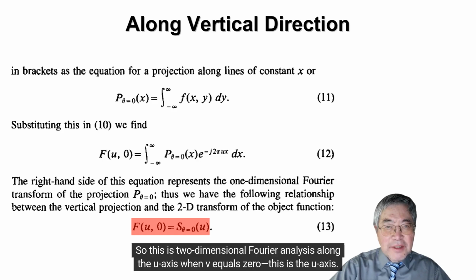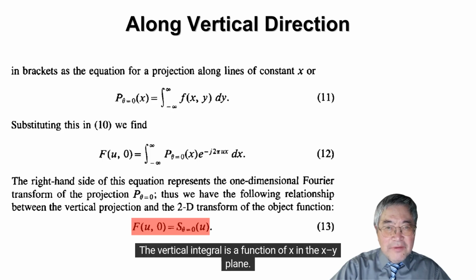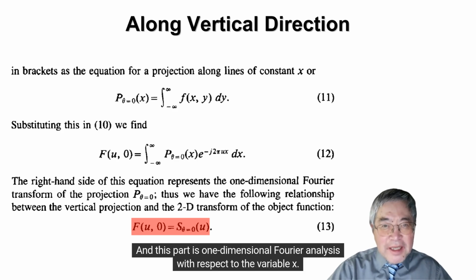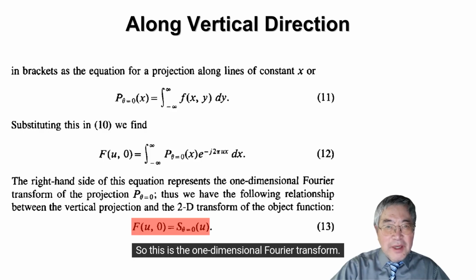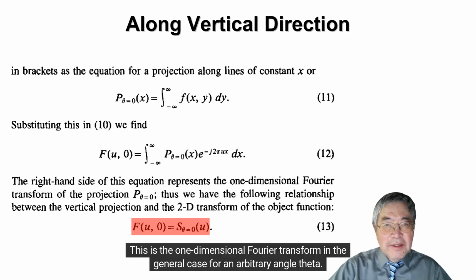So this is two-dimensional Fourier analysis along the u-axis when v equals 0. This is the u-axis. And here is the vertical integral. The vertical integral is a function of x in the xy plane, and this part is one-dimensional Fourier analysis with respect to the variable x. So this is the one-dimensional Fourier transform. You can write it as the one-dimensional Fourier transform when theta equals 0 and the variable is u. This is the one-dimensional Fourier transform in the general case for an arbitrary angle theta.